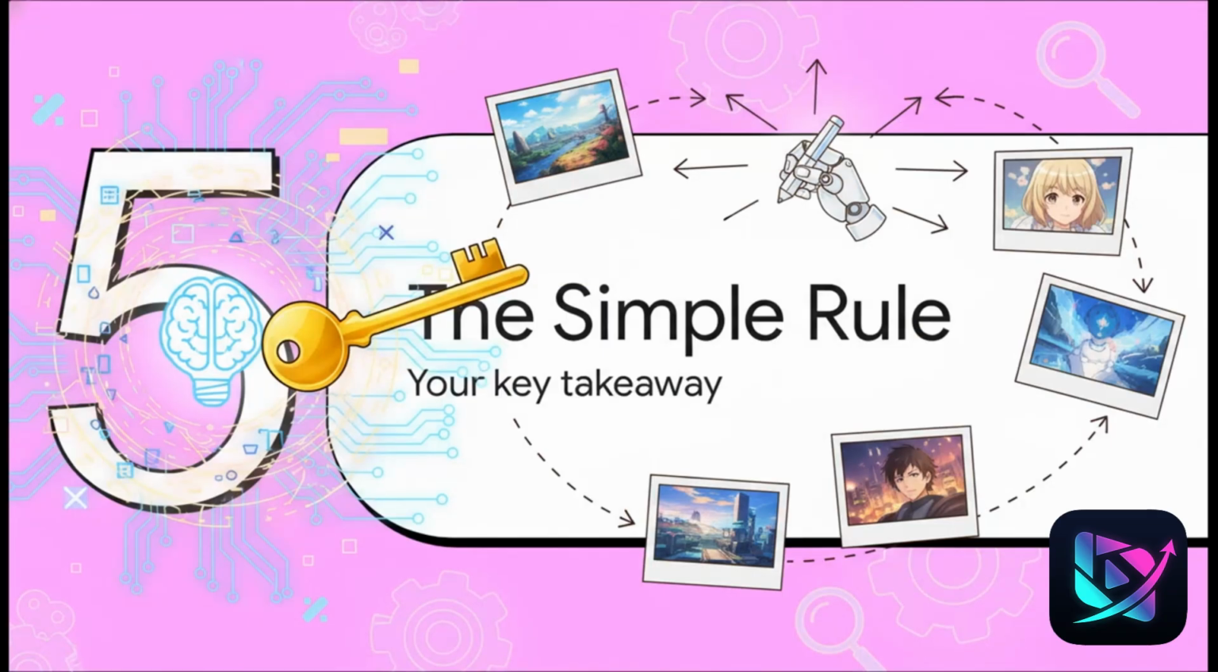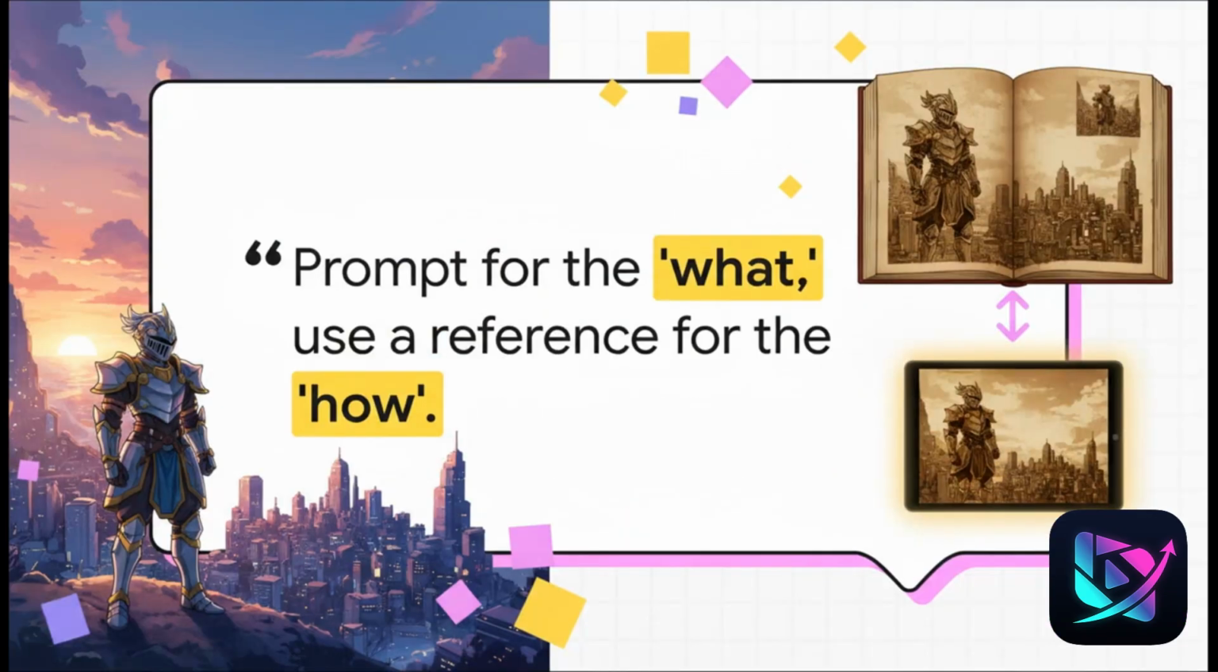So let's boil all of this down to one simple rule. This is the key takeaway, the one thing you should remember from all of this. And here it is. Prompt for the what, use a reference for the how. It's that simple. Your text prompt tells the AI what the subject is: a knight, a spaceship, a cat, whatever. Then your reference image shows the AI how you want it to look. How it's lit, how the shot is composed, what colors to use. The what is in the prompt, the how is in the reference.